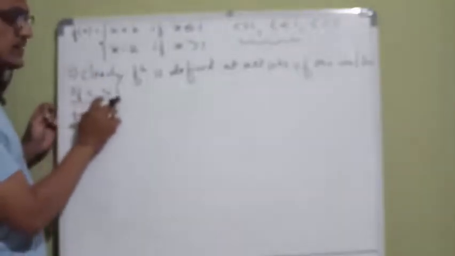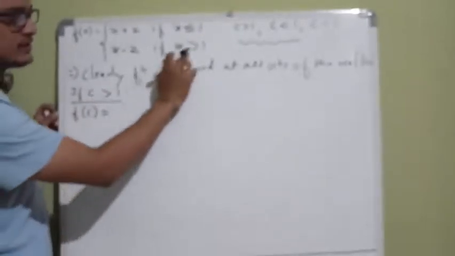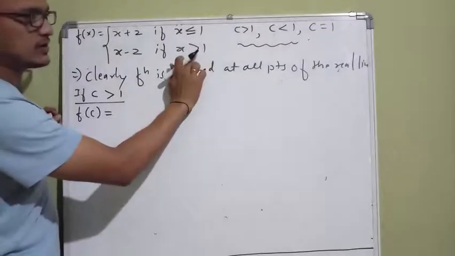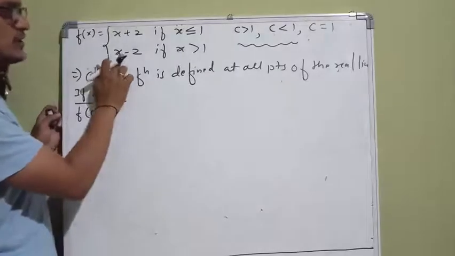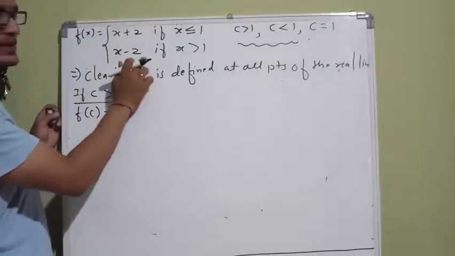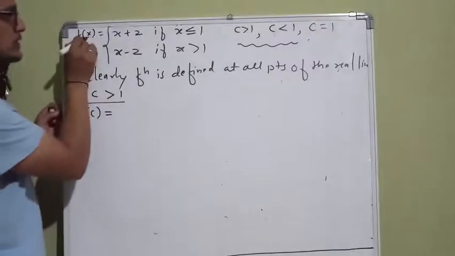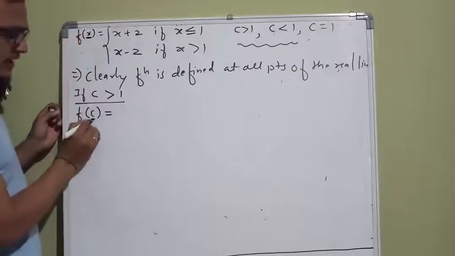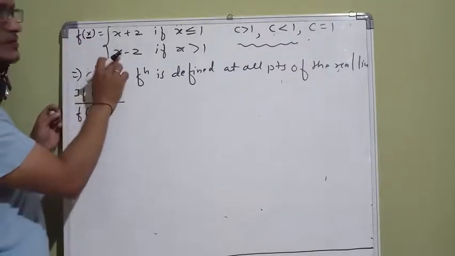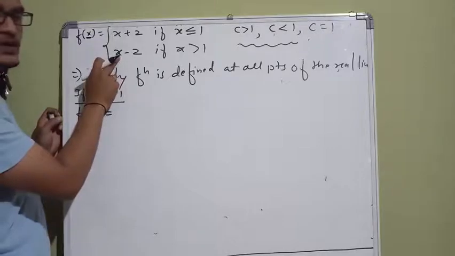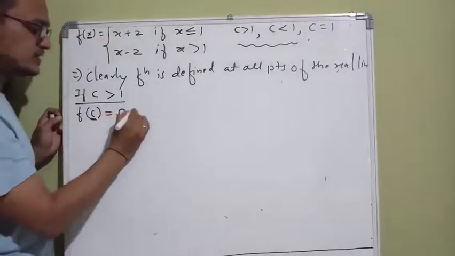Okay, so first I will find f of c. Now for c greater than 1, see here, where is greater than 1 is here. So for greater than 1 the function is what? x minus 2, but in the place of x what we are having? c. So whenever x is there we have to substitute c, so therefore the answer is c minus 2.